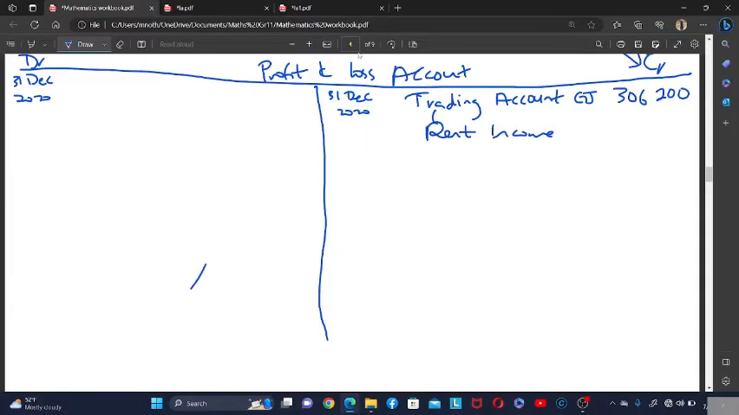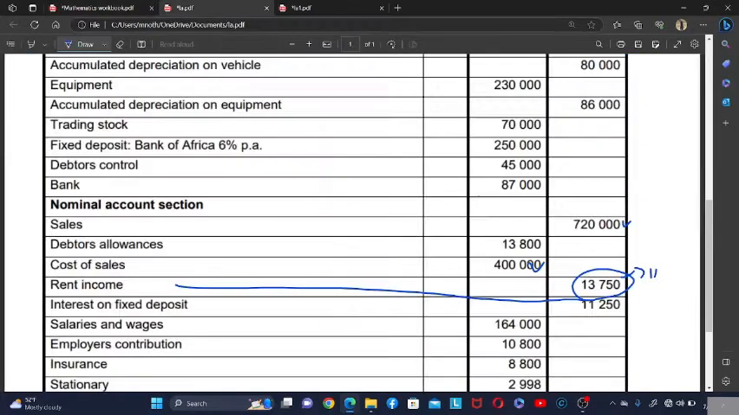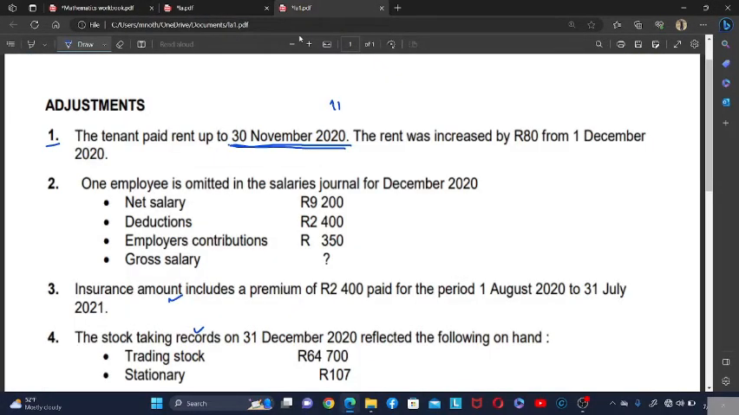So the rent income is 13,750 plus. The rent of December was not received. But what do we know? The matching concept is saying that incomes and expenses should be recorded in the year that they belong in, even if they have not yet been paid or received.